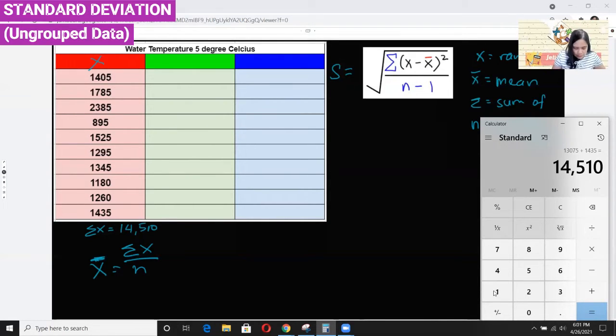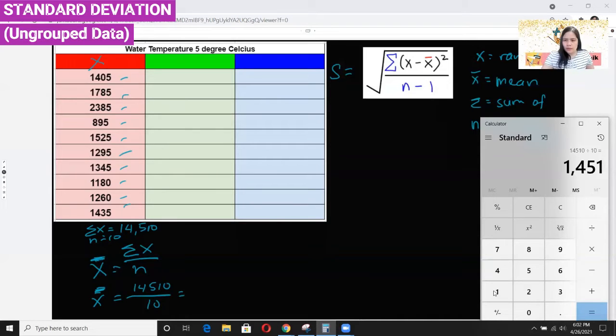is 14,510. Now, the number of the raw scores: 1, 2, 3, 4, 5, 6, 7, 8, 9, 10. So the n is equal to 10. So now to find the mean, we have the x bar. We have 14,510 divided by 10 because the n value is 10. So the answer is 1,451. So that will be the mean.